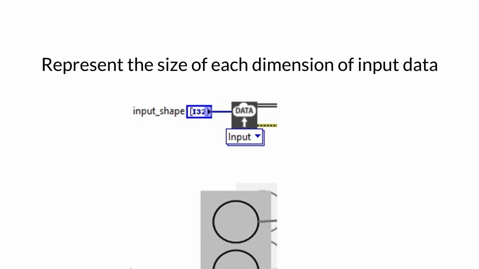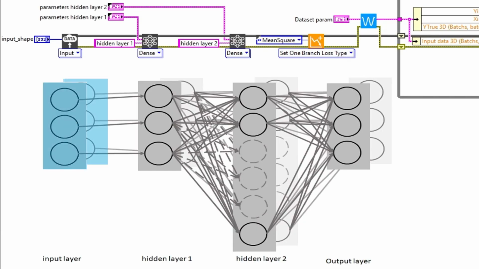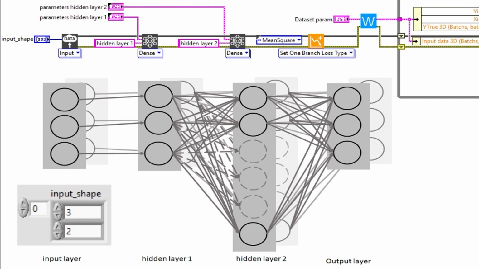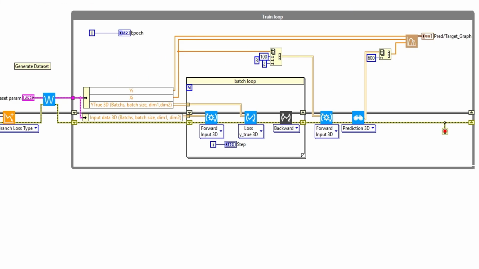Now let's go back to our example to apply what we have just said. We want to create a model that takes as input a 2D tensor shaped by 3 values on 2 dimensions. In our case, we will simply set the input layer with an array of 2 values representing the 2 dimensions, and these values will be 3 and 2, which will represent the size of the first and the second dimension. For the definition of the input data, it is finished.